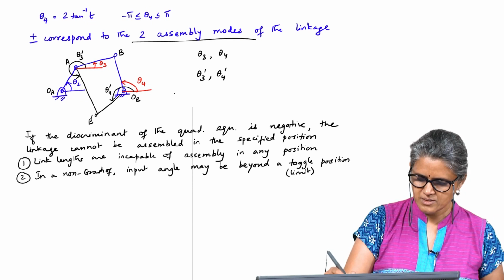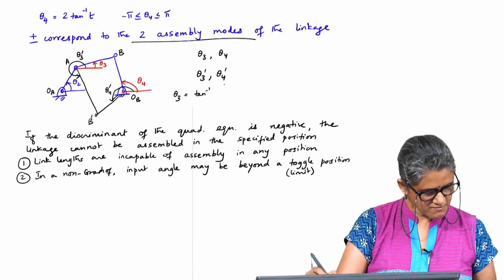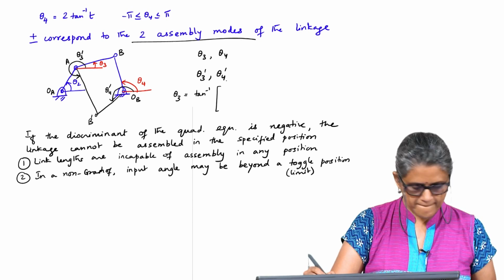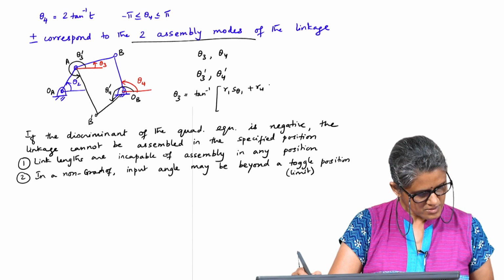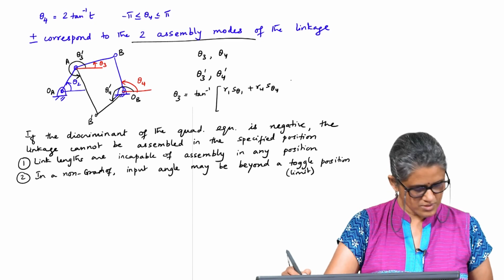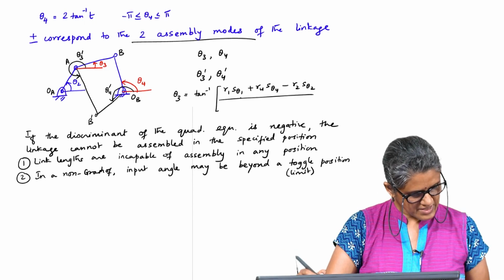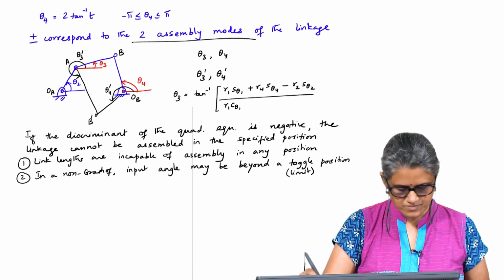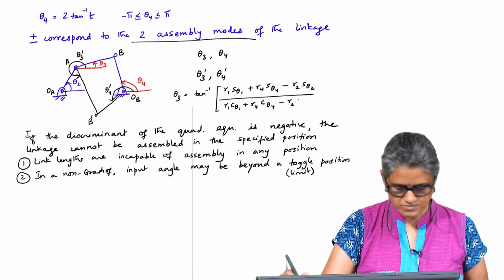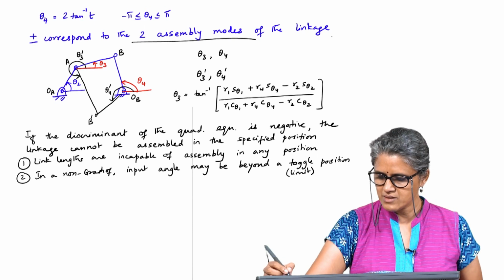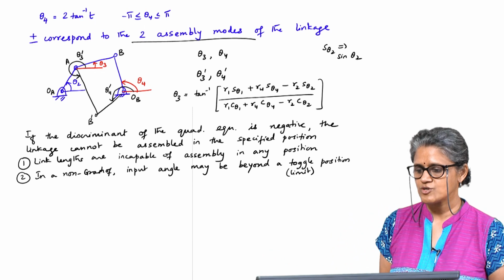Okay, here the theta 3 from the previous equation you get as tan inverse of (r1 sin theta 1 plus r4 sin theta 4 minus r2 sin theta 2) divided by the corresponding cosine terms, where S theta 2 means sin theta 2, just a short form.